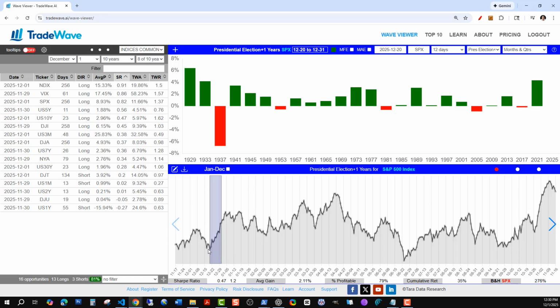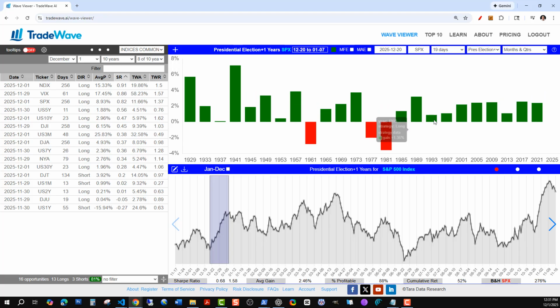Starting on the 20th and going to either here. Look at that. It's all green since 1981. Last time it went down during this period. Very strong. So the TradeWave Santa Claus Rally is about starting on the 20th of December, and it ends around the first or second week of January.